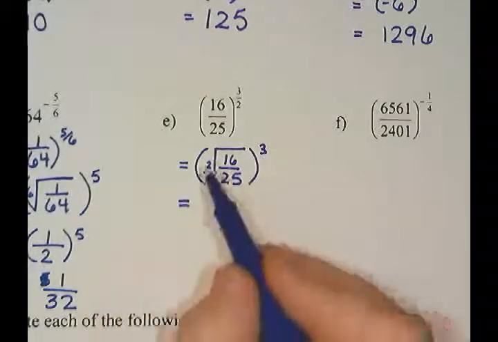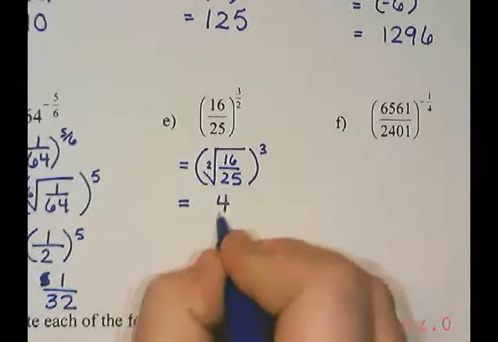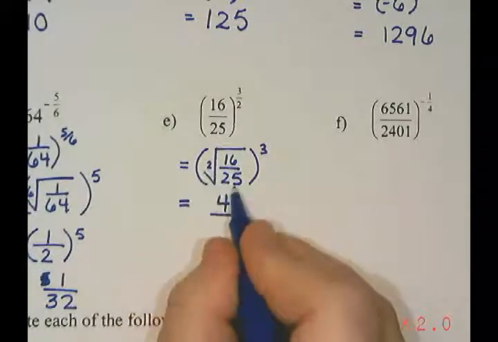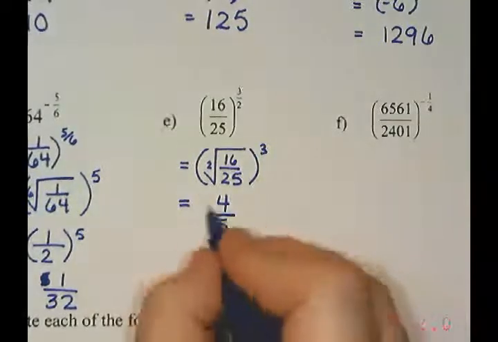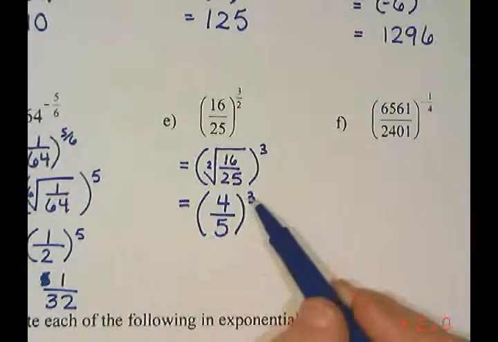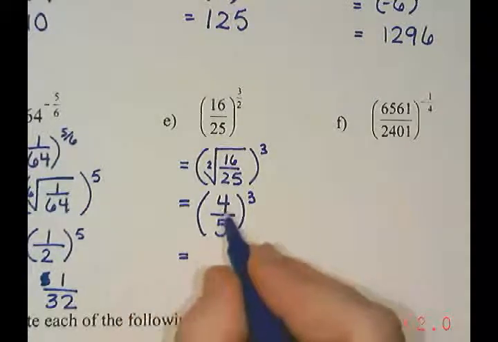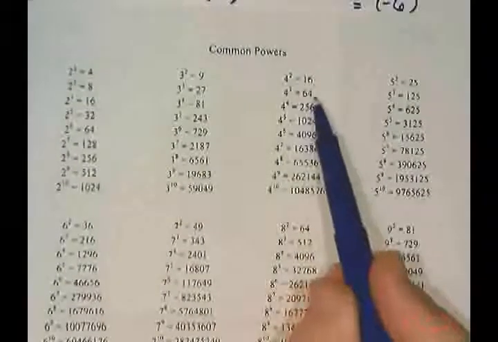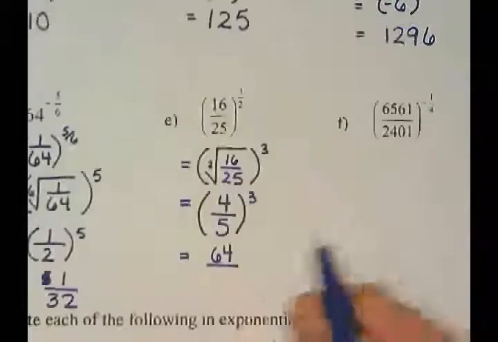And to evaluate that, I would do the square root of 16. So 4 squared is 16, so that's 4. And then the square root of 25, 5 squared is 25, so that's going to be a 5. And this is still to the power of 3. I'm doing a bracket here to show that that power of 3 is on both the numerator and the denominator. And then I need to evaluate 4 to the power of 3. You could use your calculator, or 4 to the power of 3 according to my sheet is 64. And 5 to the power of 3 according to my sheet is 125.